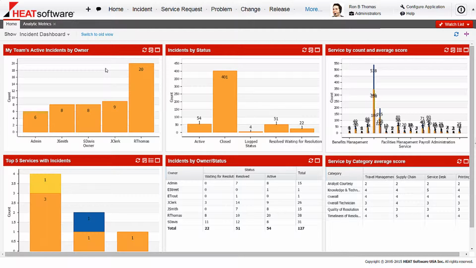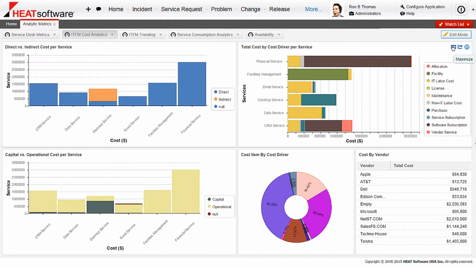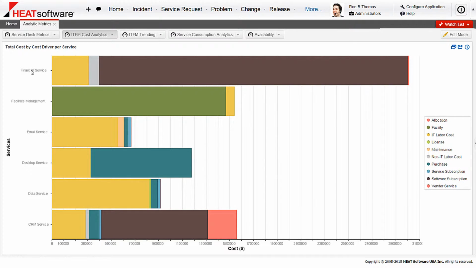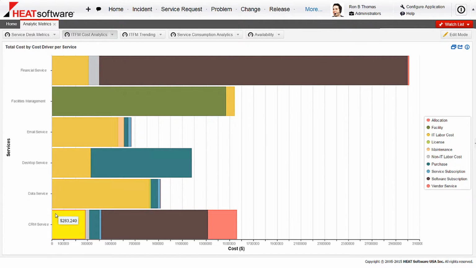But as you mentioned, a more mature service desk is not so much interested in just the operational pieces. They are very much interested in the costs to deliver these services. Now, some of those costs might be direct versus indirect costs. Some might be capital expense versus operational expense. Or they might be interested to see what the cost driver aspects are for a given service, to be able to understand, if I'm looking at the financial service, what are all the costs involved to deliver this particular service?